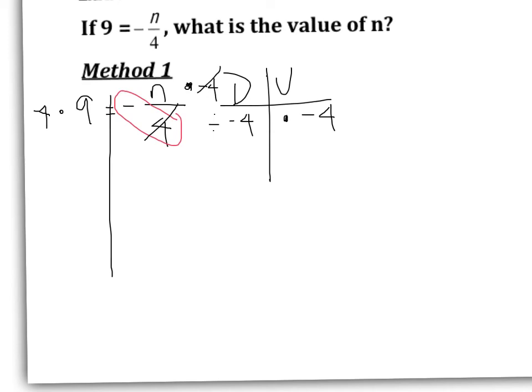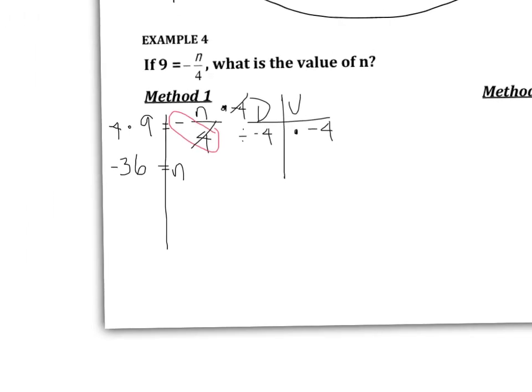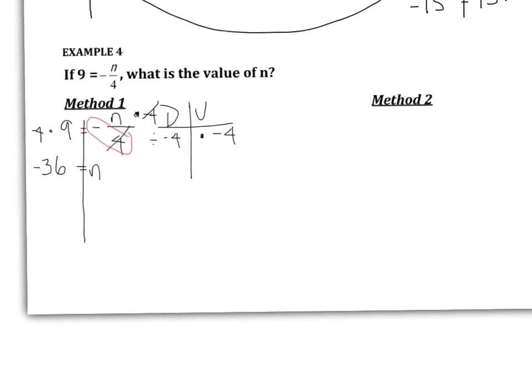These negative 4s are going to cancel out. I'm going to be left with an n. And negative 4 times 9 is going to give me a negative 36. Okay, so key point here is if you have a negative in front of your fraction, when you try to undo your denominator, we're going to bring that negative with. Okay, let's look at the other method we used.